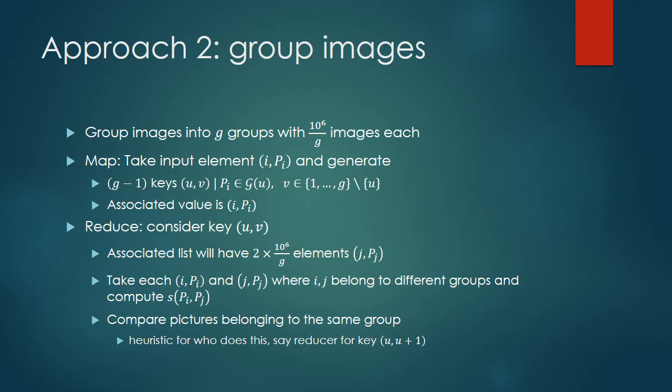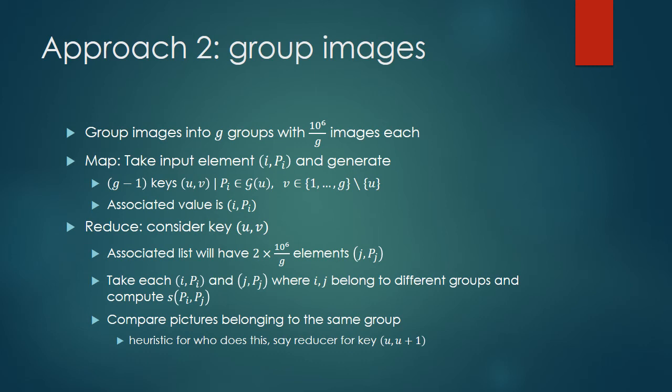You still have one other issue, which is how do you compare pictures belonging to the same group, because here we are comparing only when they are in different groups. One option is that you skip this and have groups of the sort U, comma U, or you can use a heuristic saying that the reducer designed for U plus 1 or U minus 1 will also process the self-similarity. Is it clear?